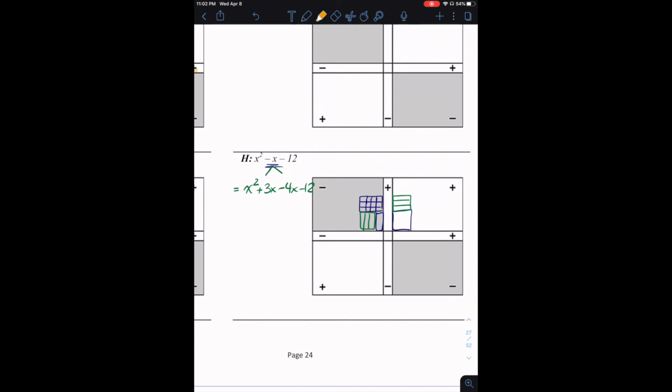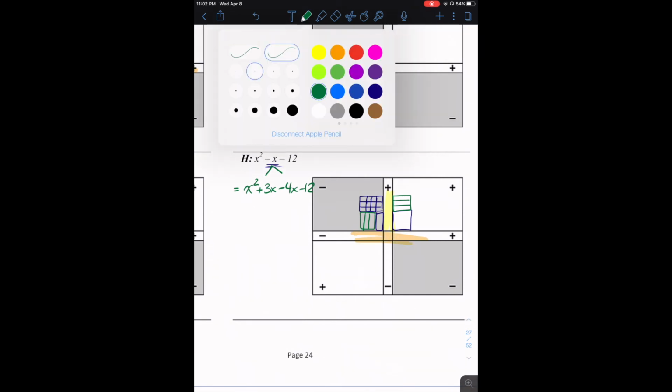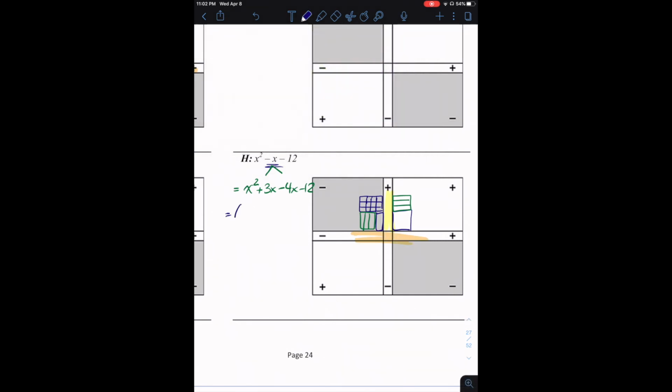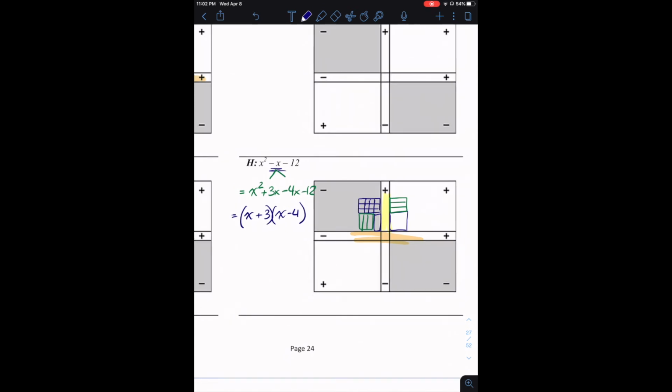And now if we look back to our factors, then we would be able to factor this into, our vertical factor is x plus 3, and our horizontal factor is x minus 4. Isn't that interesting? By knowing where the regions are going to be, we were able to create that rectangle to match the pattern and then to easily read off our factors.